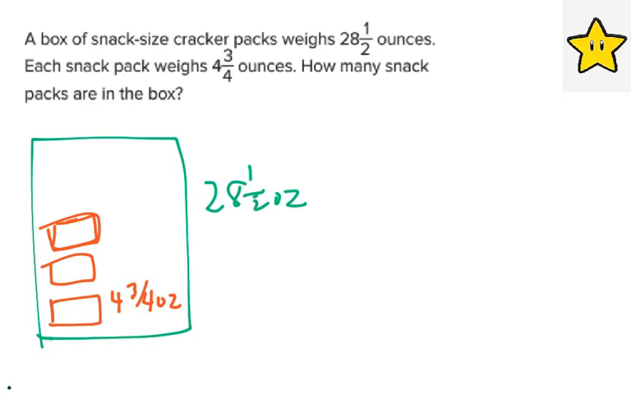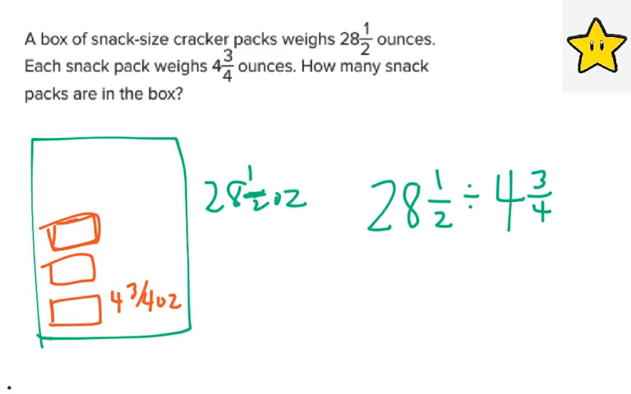So if we want to figure out how many snack packs are going to be in this big box, we're going to use either multiplication, division, addition, or subtraction. So just think about it this way. If I'm taking a whole of something, a whole box, and I'm dividing it up into smaller pieces, then that means we're going to use division, right? But we got to make sure the order matters. So we got to make sure that we're dividing the whole box of crackers by how much each snack pack weighs.